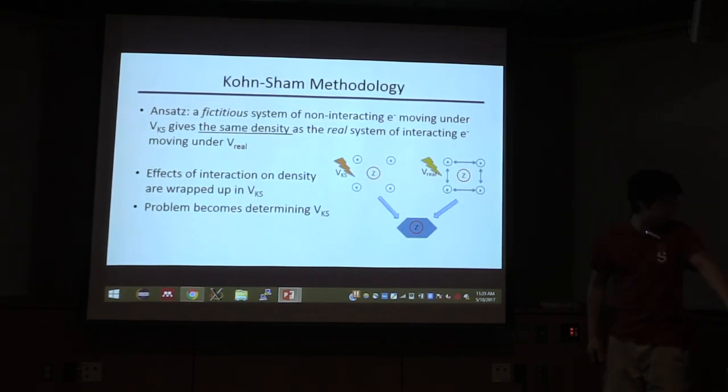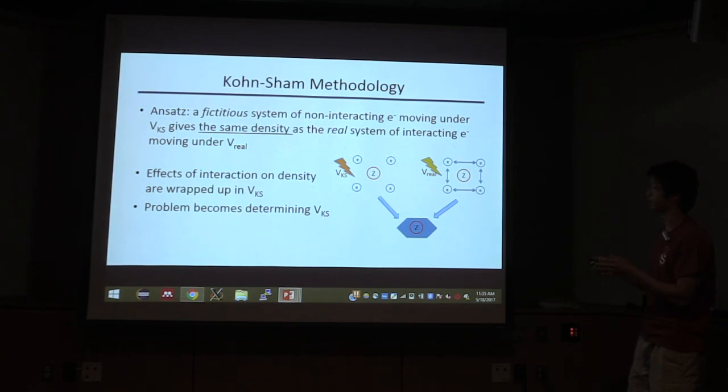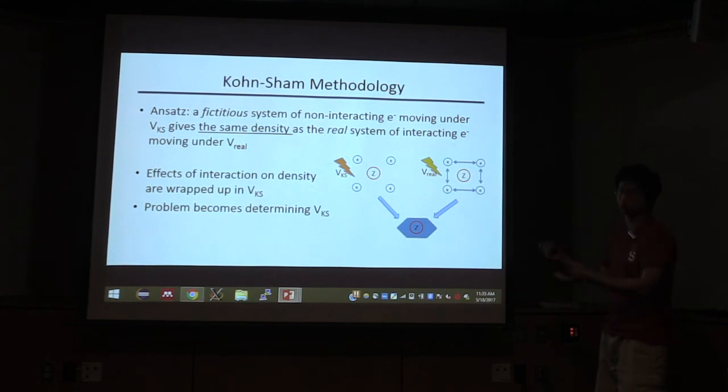So in Kohn-Sham, we do exactly what we just talked about. So he starts with the assumption that you can have a fictitious system of non-interacting electrons that move under the influence of a Kohn-Sham potential. And this system will give you the exact same density as the real system that has interacting electrons that moves under a different potential, the real potential. So the blue is just density in this picture.